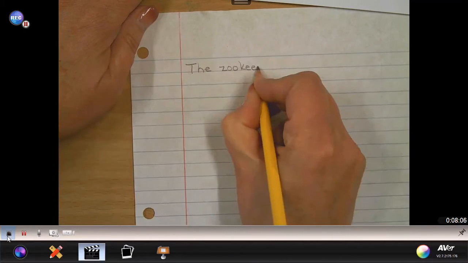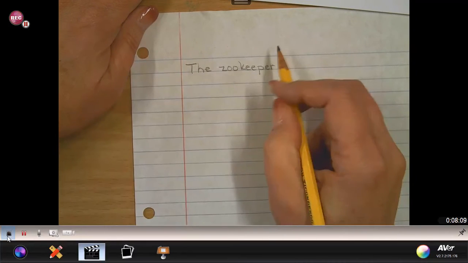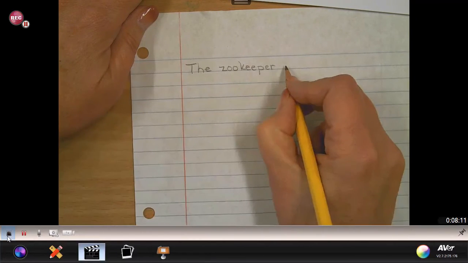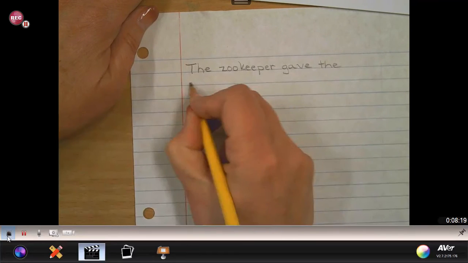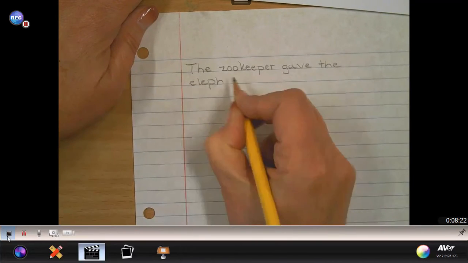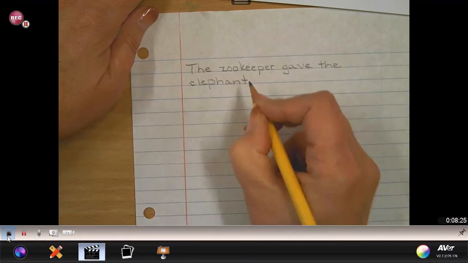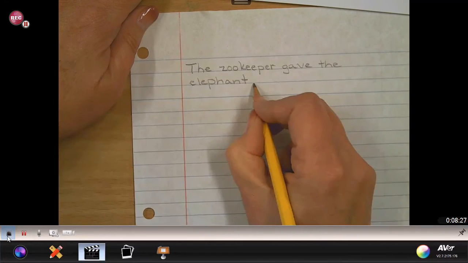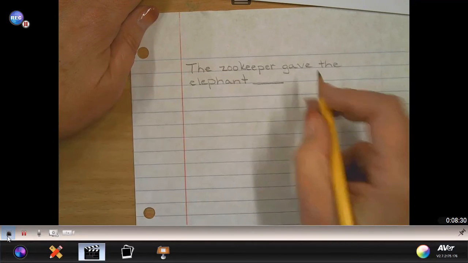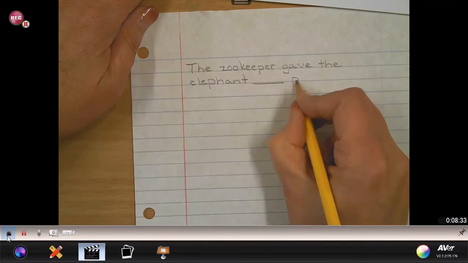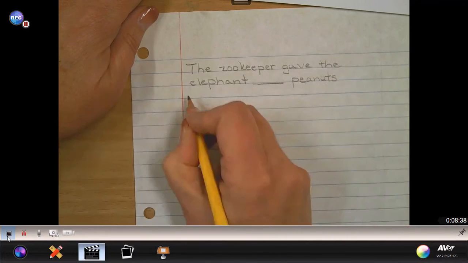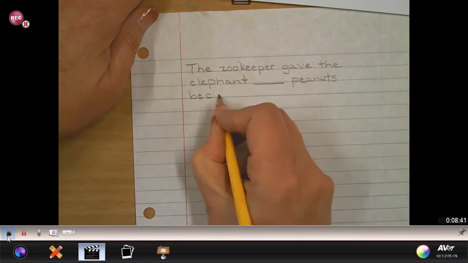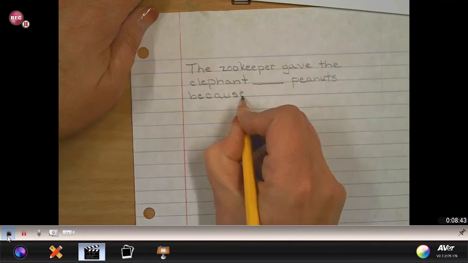and you can also do this on the back of your page. There's a day 3 area where you can write this. The zookeeper gave the elephant. And this just helps students understand what they're answering for. So the zookeeper gave the elephant blank peanuts. So we know that we're going to be looking to find and solve for the number of peanuts.